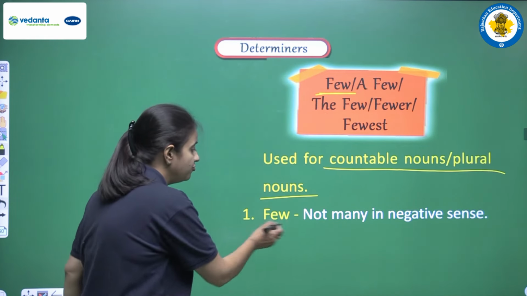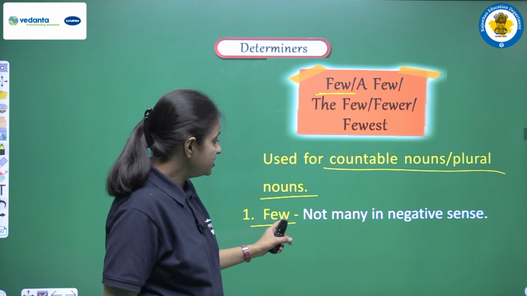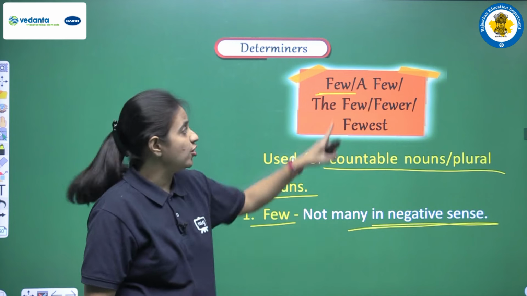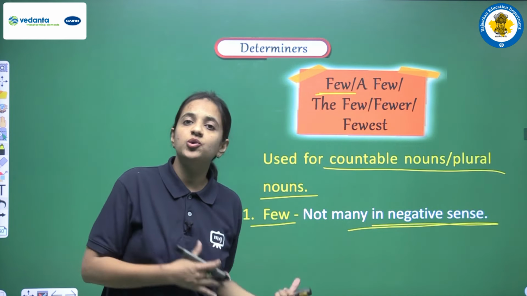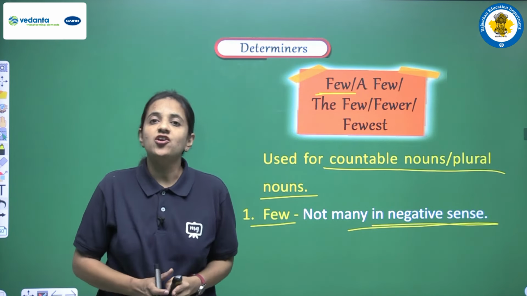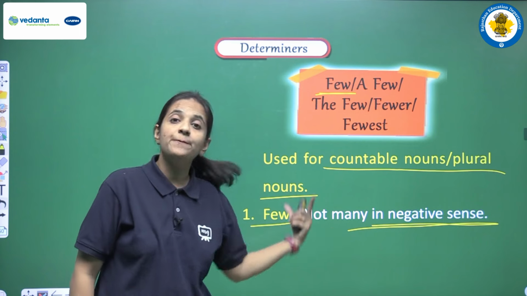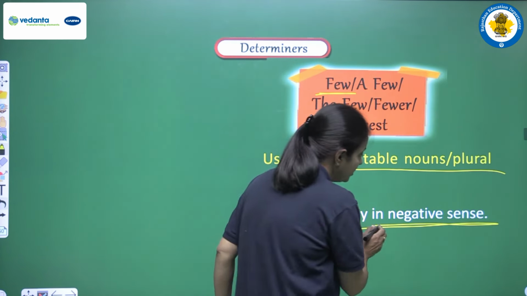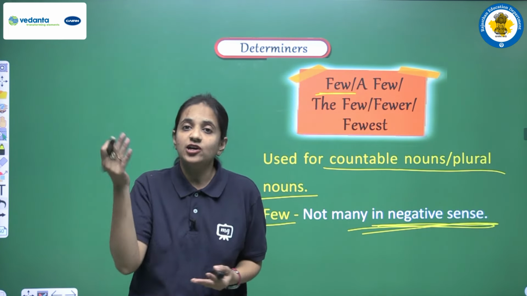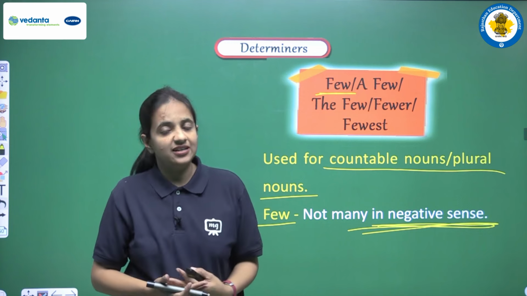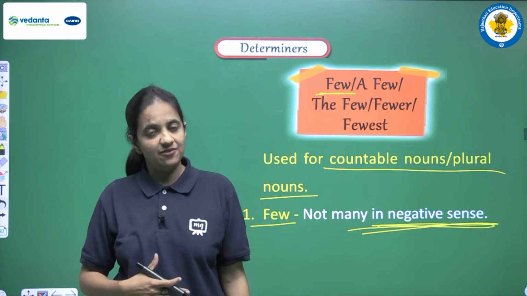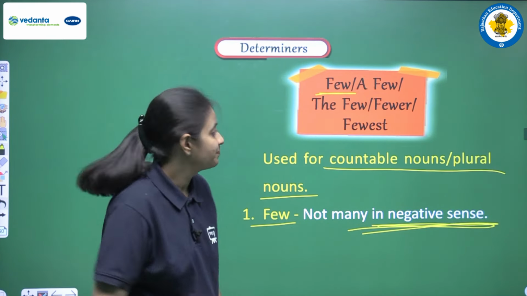First of all, let's talk about few. What does few mean? Few means not many, and it has a negative sense. When we use few in a sentence, it means we are talking about a number that is not many, and this has a negative meaning. It means we are saying that the quantity is so small that it is like nothing. Okay, so it has a negative sense in the sentence.